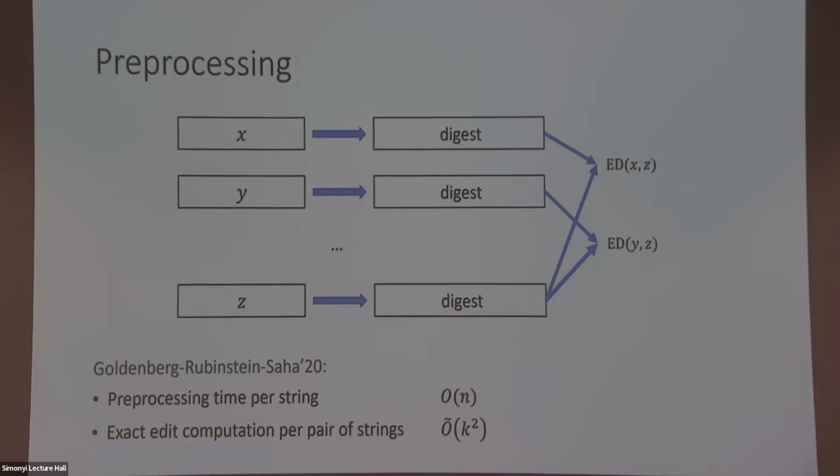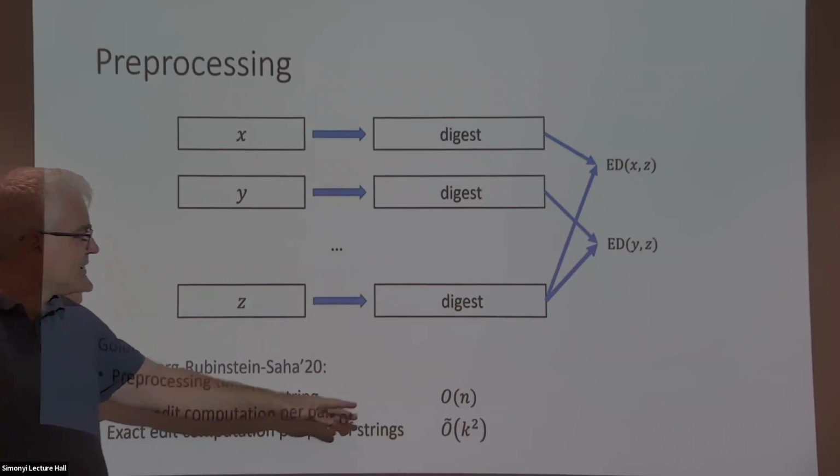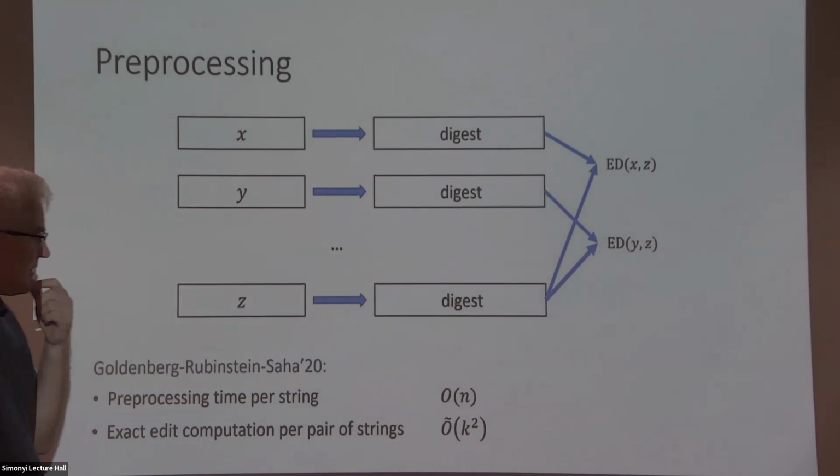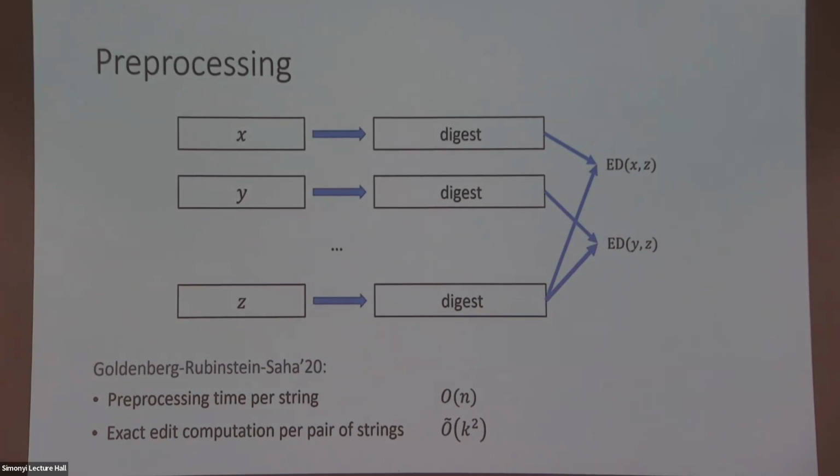All right. So this program, the way it's actually stated. There was a result by Alexander Goldberg, Rubinstein, and Saha, which takes pre-processing time per string that is linear, and then each pair of edit distances can be computed in time k squared.